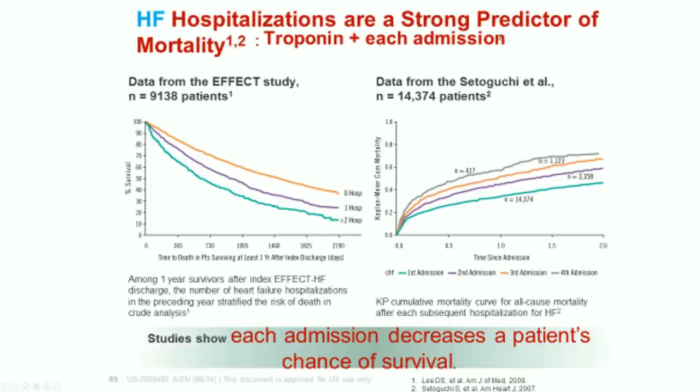Heart failure hospitalizations are a strong predictor of mortality, especially with the troponin positive. Each admission means we're losing more muscle, and so each admission decreases the patient's chance of survival. So we've got to figure out how to break the cycle in each individual patient, and that means we've got to have some original thoughts. And so you're not going to follow a guideline. You're not going to say, well, you had too many potato chips. I think you had too many cans of Campbell's chicken and rice soup, because look on the can.